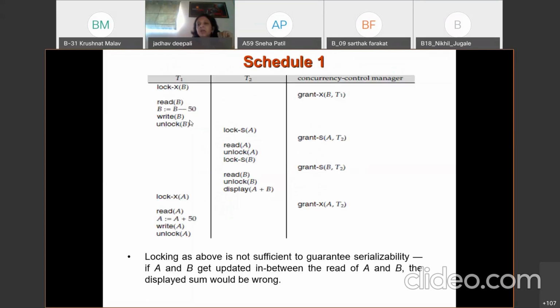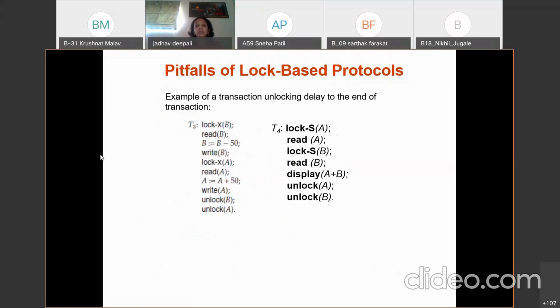The data items are unlocked so early. Here it is unlocked initially, and that's why the transaction T2 can read it. Have you understood the problem here? Because T1 unlocked data item B early, T2 read it and displayed the wrong value. And to avoid this kind of data inconsistency, another method is used: unlocking delayed to the end of the transaction.